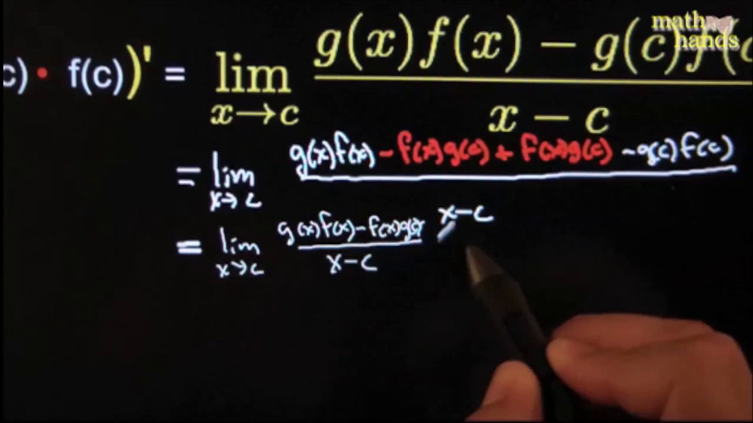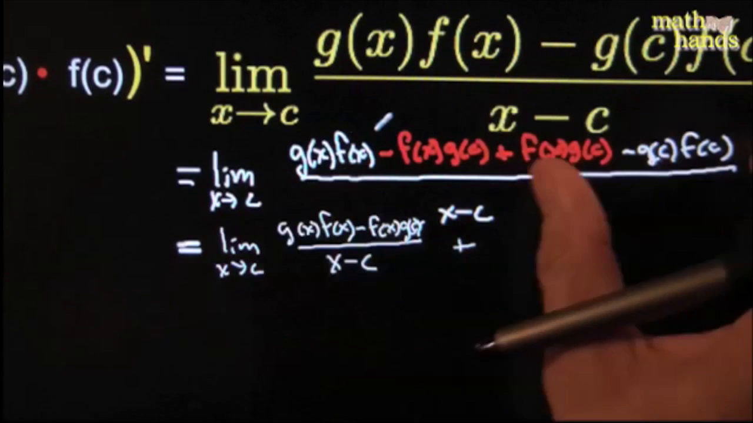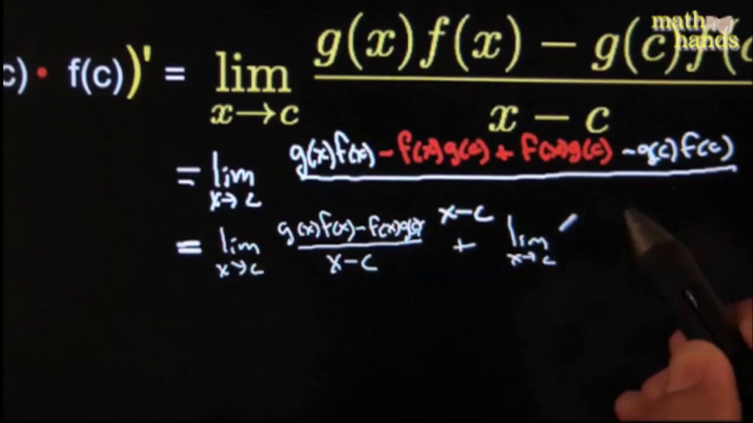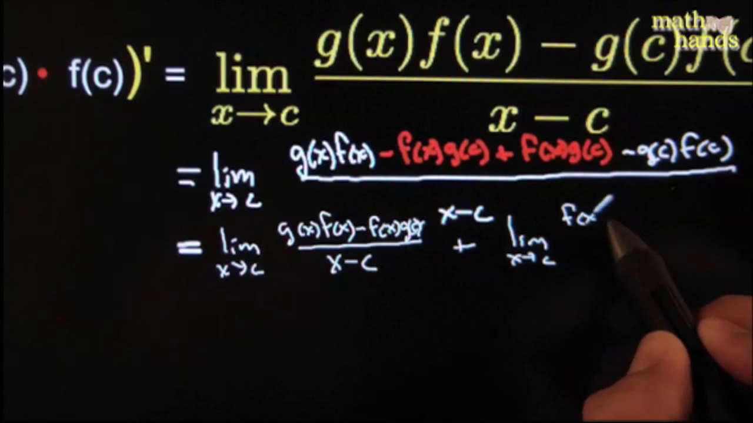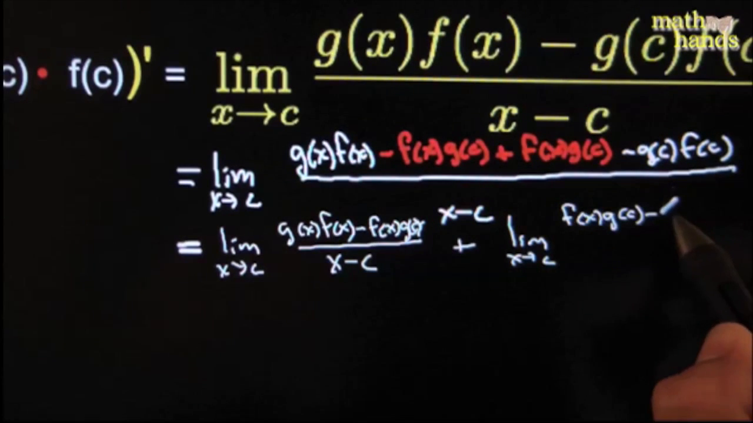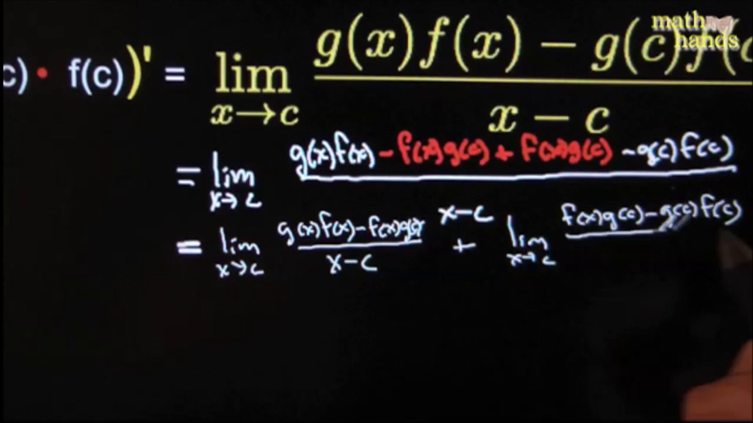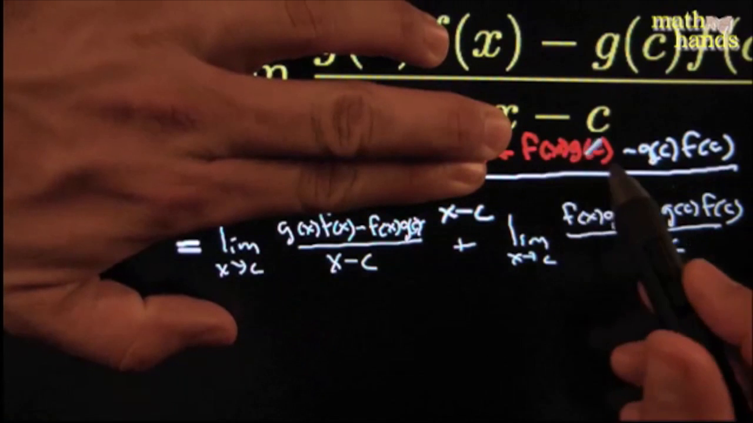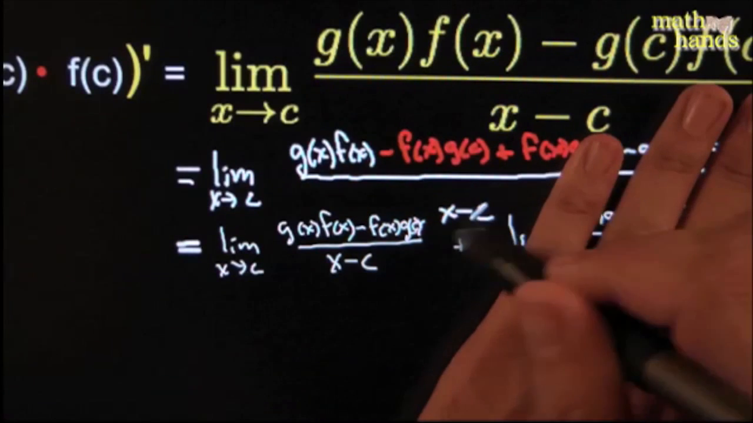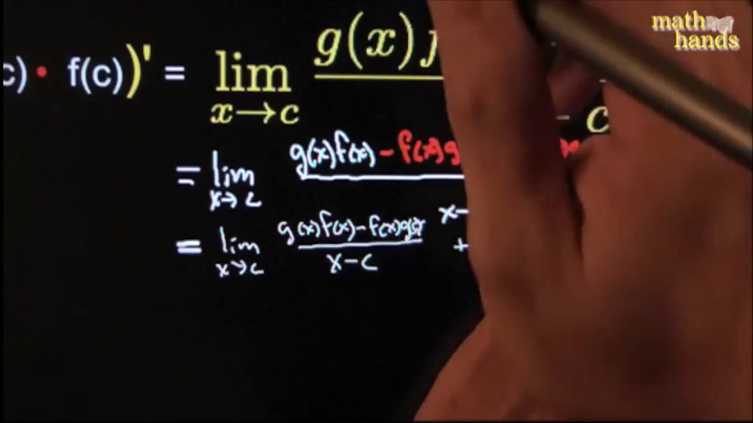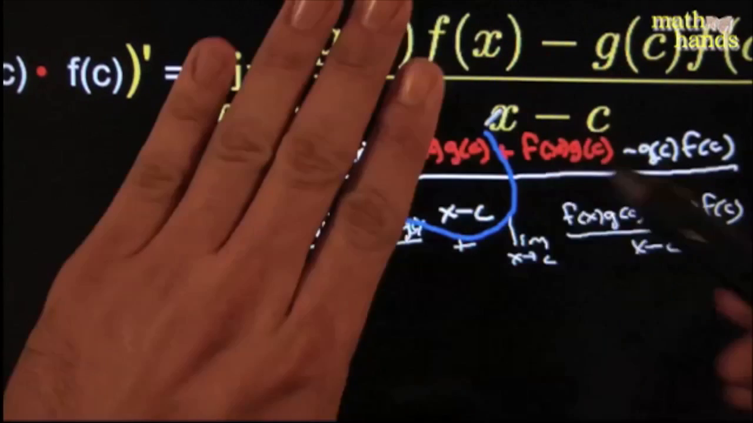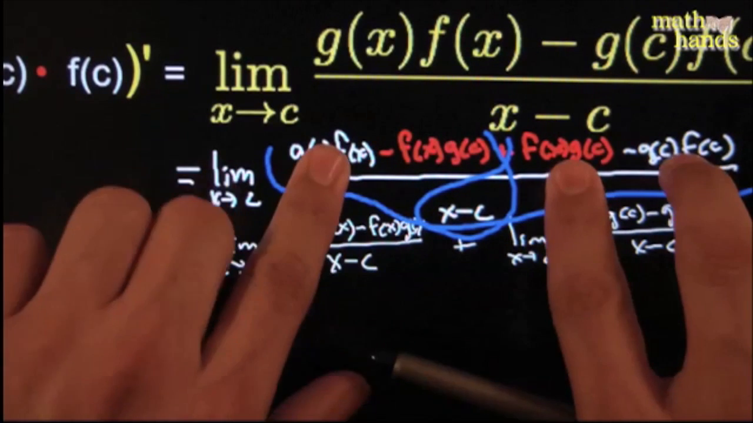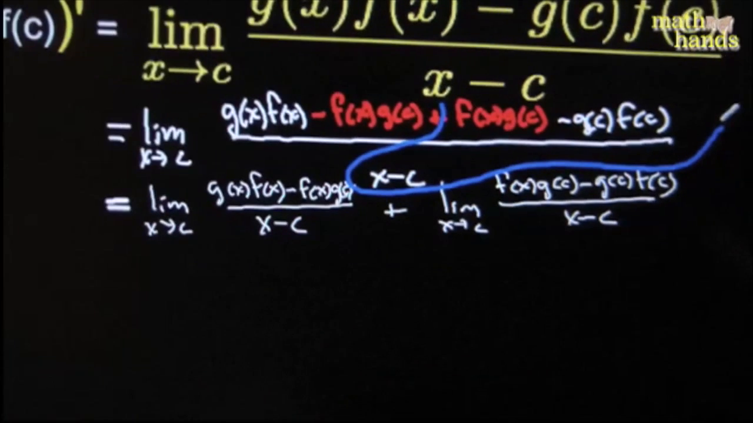all over x minus c, and then plus, I'm going to separate this into two fractions, and then I'm going to distribute the limit. The limit as x goes to c of f of x g of c minus g of c f of c all over x minus c. That's that fraction. The f of x g of c, all that over the denominator, and that's that fraction over the same denominator. That's this fraction, and this one over here would be that one. If I added the two fractions together, you'd get exactly the same thing from above.